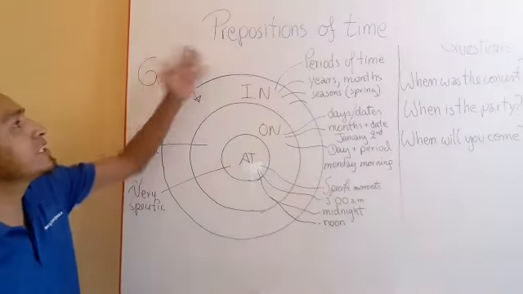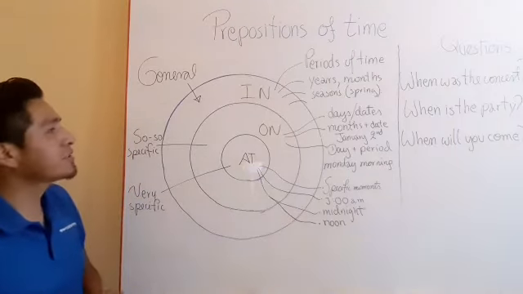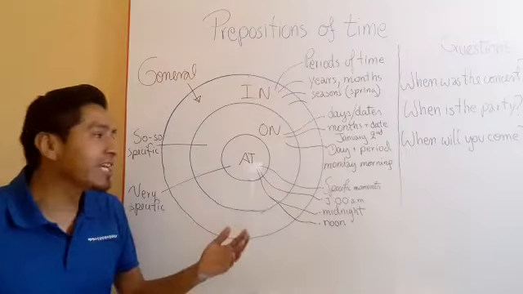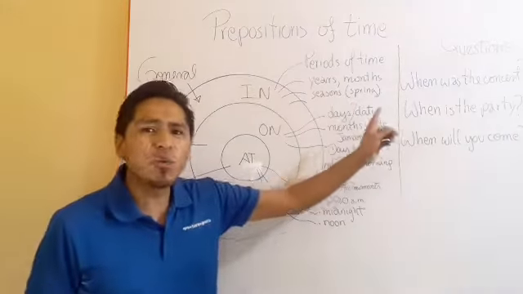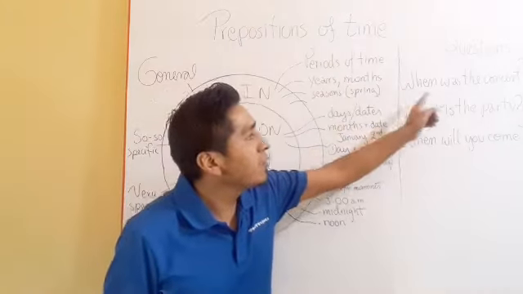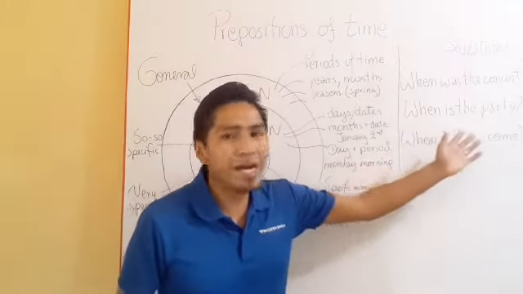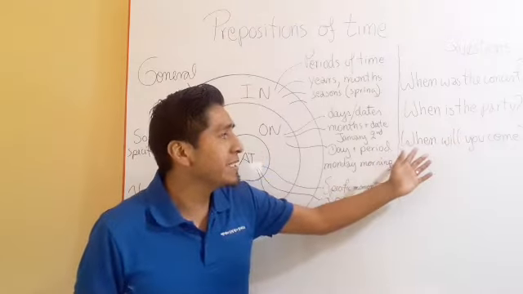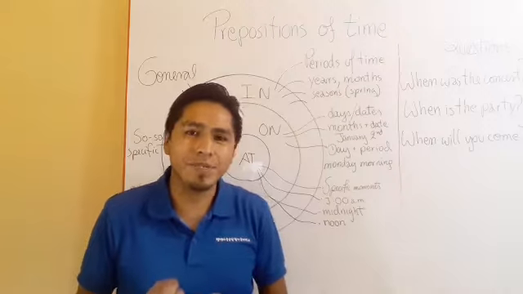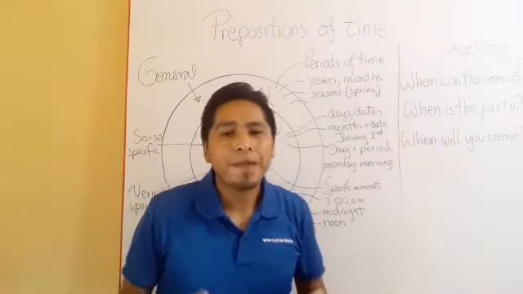We have prepositions of time to begin with. Prepositions of time. I have written here some things for you so you can take notes. For example, which questions you are going to be answering with this. When was the concert? Question. When is the party? And when will you come? When will you visit me? So, past, present, and future.